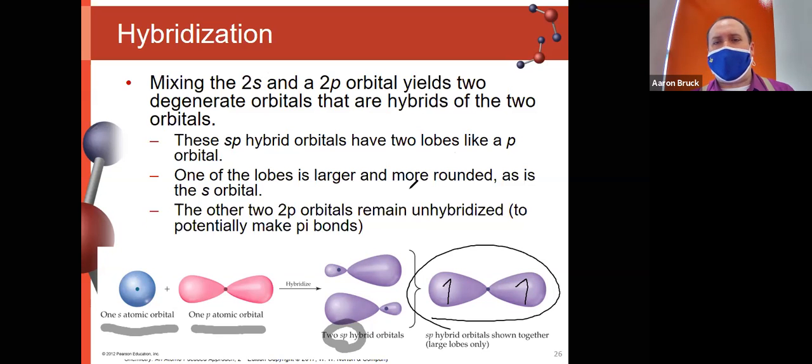What I want you to look at here is look at this orientation.